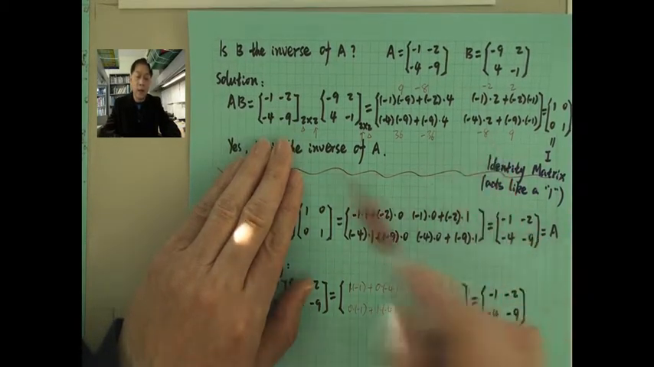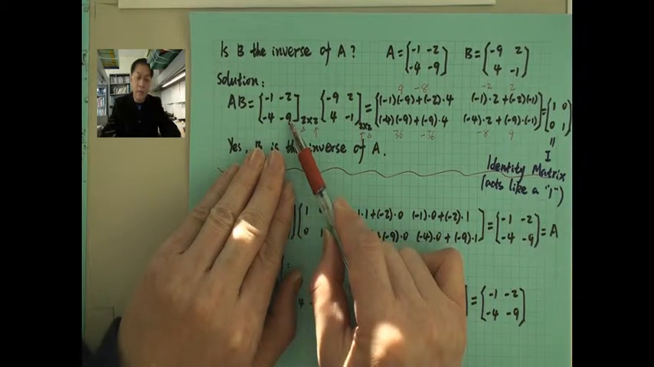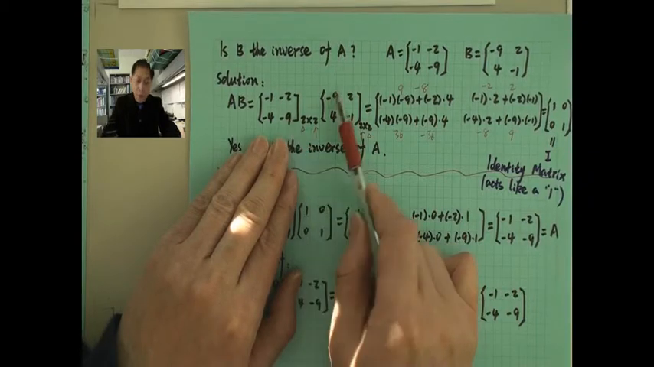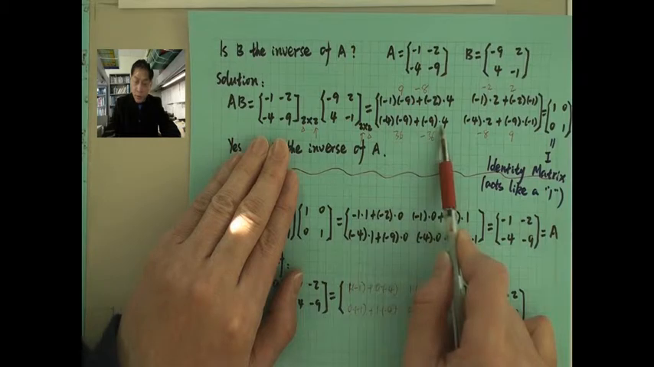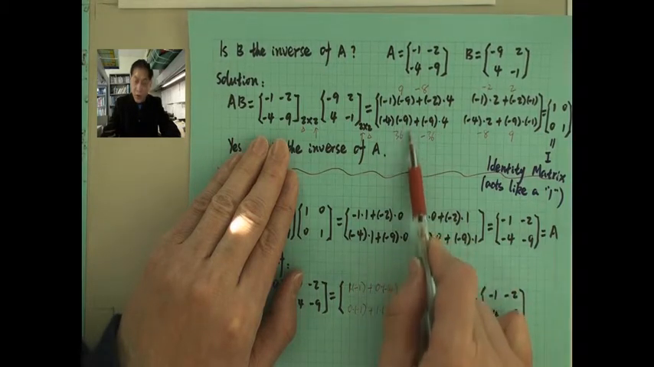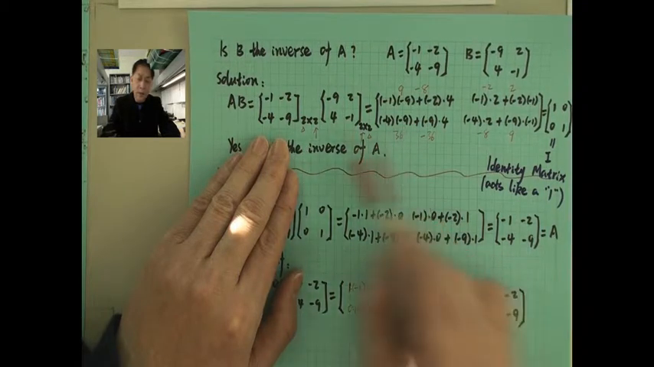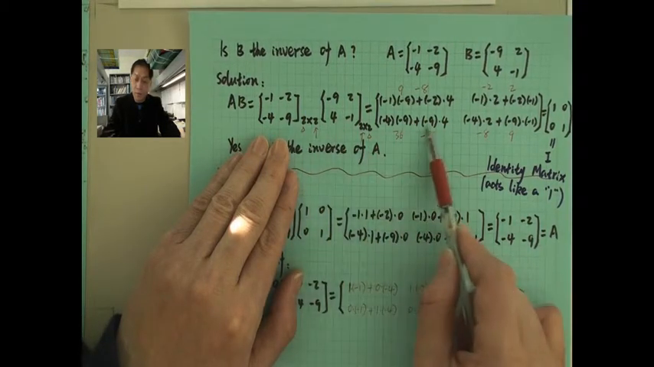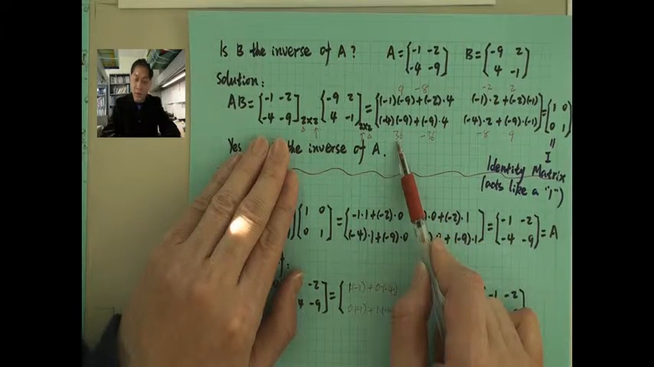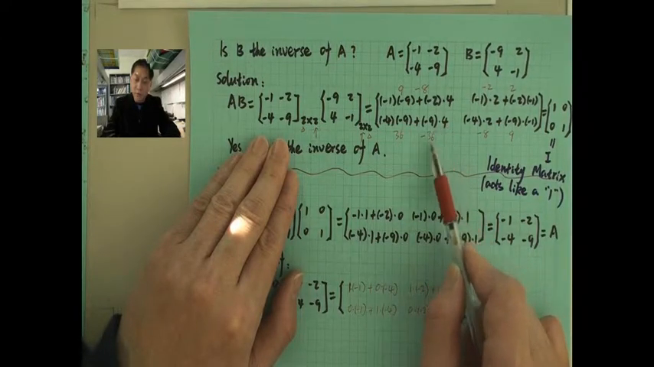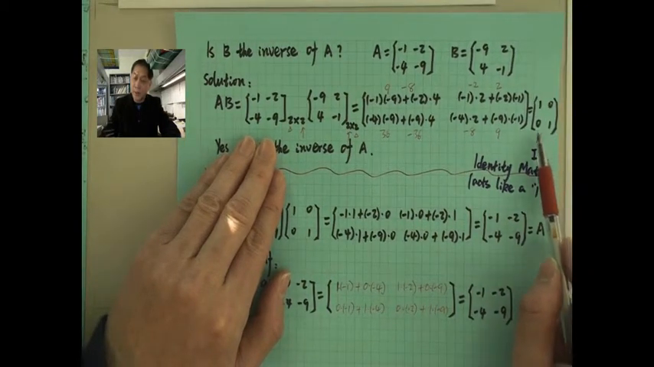Now here we have negative 4, negative 9. Row 2 times column 1, where you should put it in row 2, column 1, this spot. Second row, first column: negative 4 times negative 9 plus negative 9 times 4. Negative times negative is positive 36, negative times positive is negative 36. Together is 0.